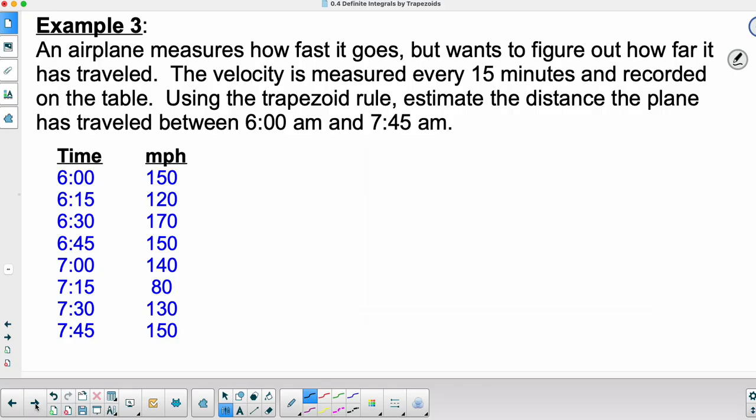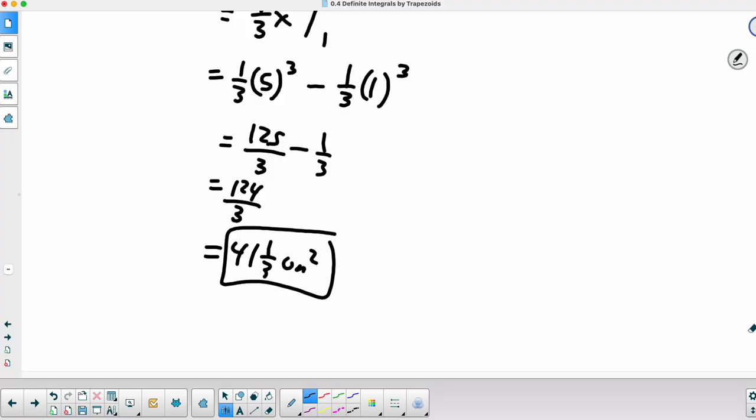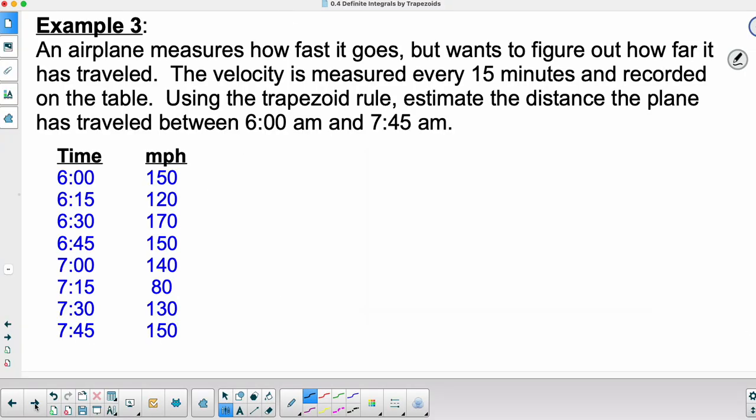Hope so. Again, don't worry about this. I'm not going to ask you to do this. You don't know how to antiderive, but that is the exact answer, though. The exact answer is 41 1/3 units squared, the exact area under the curve. I just added up an infinite number of rectangles, but I really didn't. Anyway, we'll talk about that later.